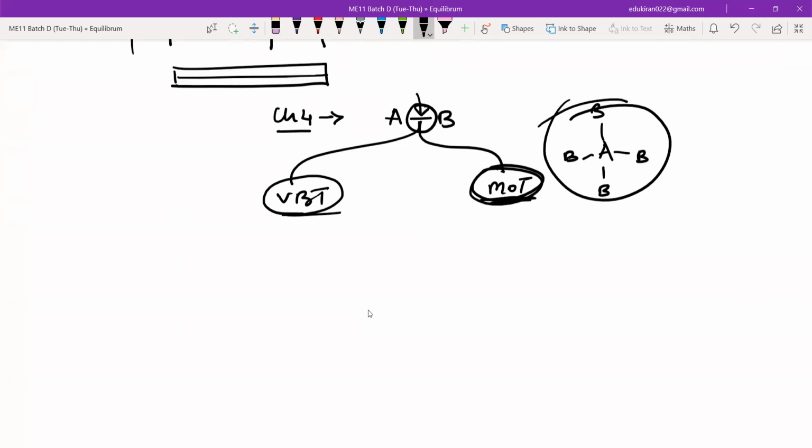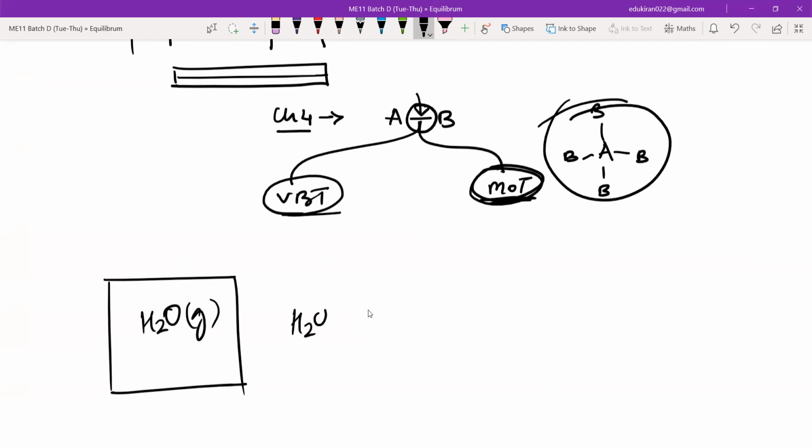Next, we said that, okay, fine, but we never deal with one molecule or two molecules. So what is the behavior of molecules in bulk? We have water, let us say. We can have water in the gas form, the liquid form, and the solid form. Now, are they the same or are they different?